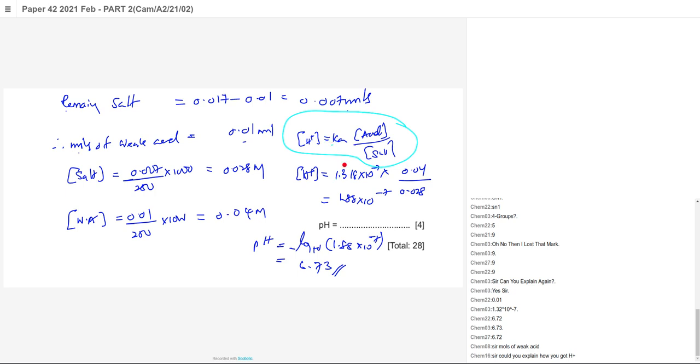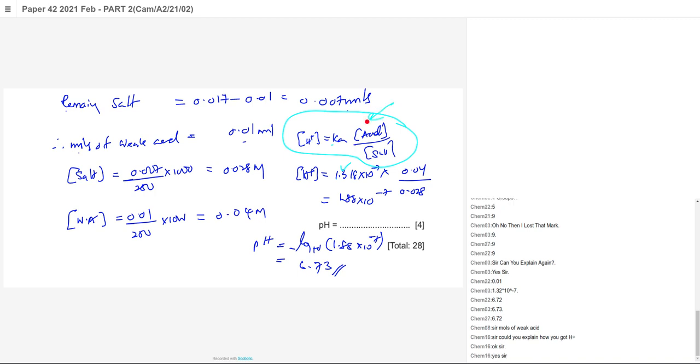You got the Ka. It's pK. From the pK, I got the Ka. Acid and salt concentrations I found. Then I got the H plus. Chem 16, is it clear? This is the equation for the buffer.